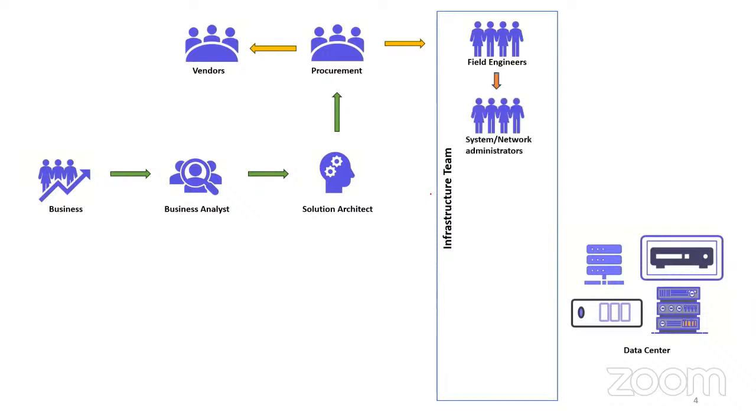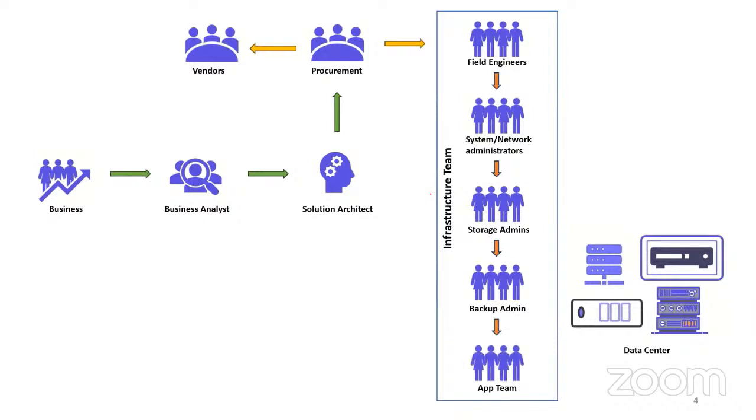The system admins will take care of the initial configuration of the system, and the network admin will configure the network so that all the systems will be available over the network, and the storage admins will configure the storage. The backup admins will configure the backups for the systems. Finally, once the entire infrastructure is set up as per the standards, the application team will come into the picture. Whatever code they have developed, they are going to deploy it on top of that infrastructure. Your application is available now to the end users.